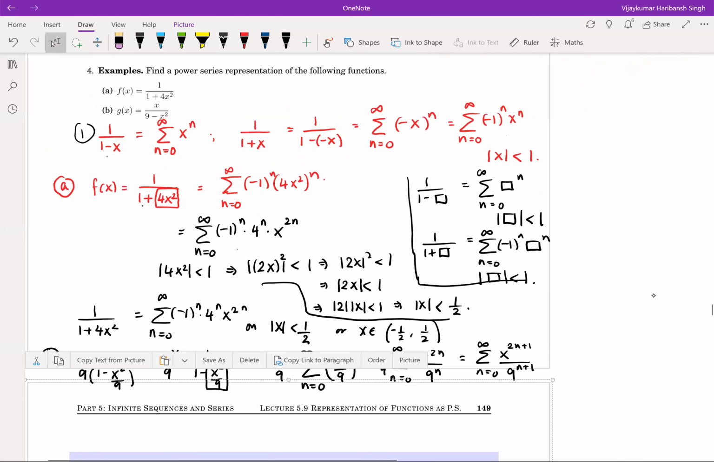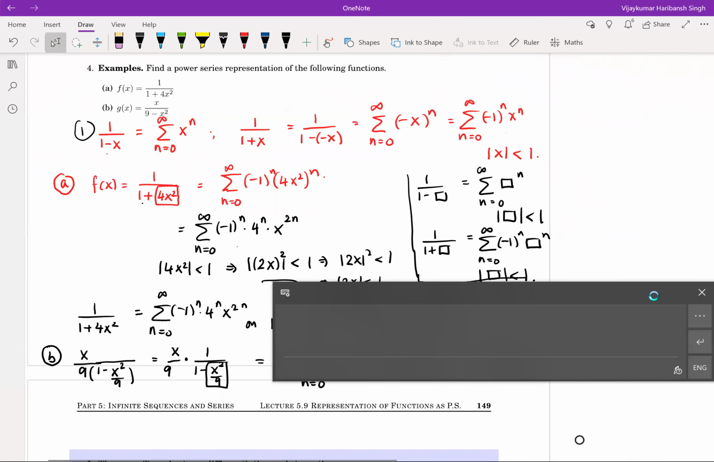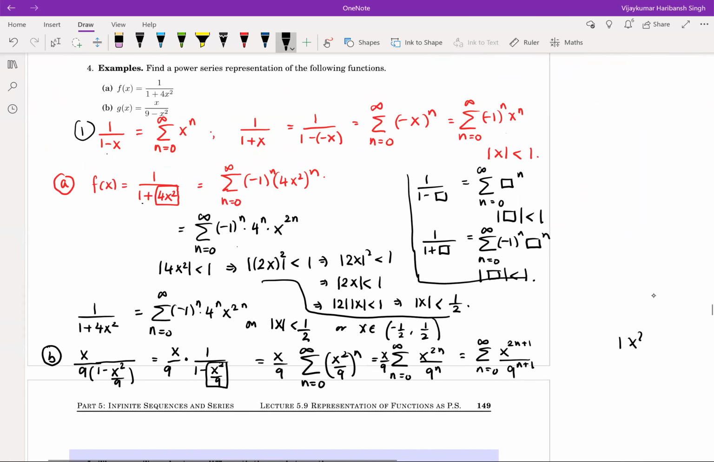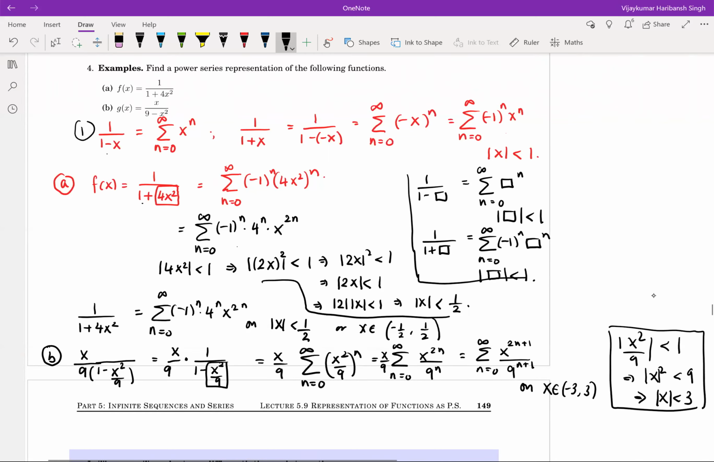And where is it valid? It's valid when the absolute value of x^2 by 9 is less than 1, which implies the absolute value of x^2 is less than 9, which implies the absolute value of x is less than 3. So this formula is valid on the absolute value of x less than 3, which means x belongs to minus 3 to 3. Okay, this is a side computation. So this is how you write down the power series of this guy.